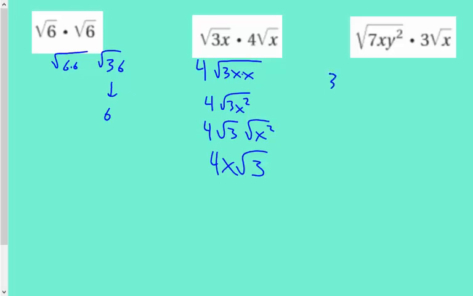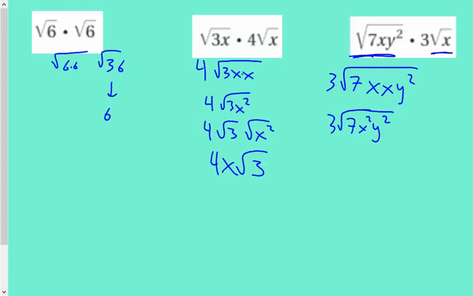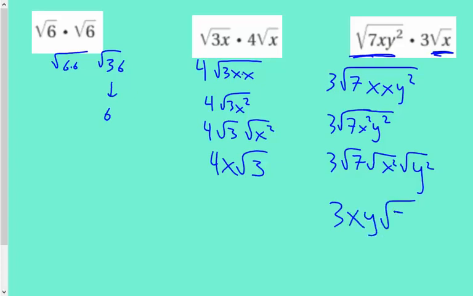Here I'm going to multiply everything together that's underneath the square root, so I have 7x, and then another x, and then y squared, so that'd be 7x squared y squared. If you guys haven't caught on here, I'm multiplying the things underneath the radical together. Then we have 3 root 7 root x squared root y squared, and that'd be 3xy, and then the square root of 7, we don't know what that is, so we're going to leave it as that.